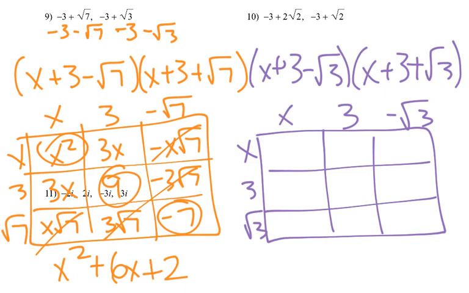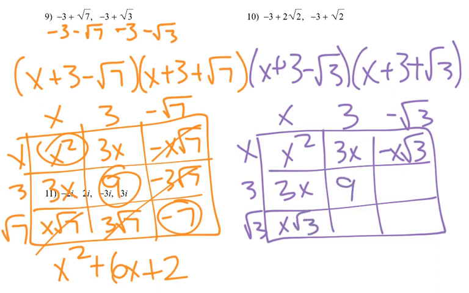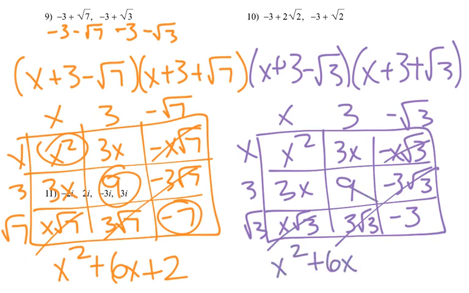Okay, then we do the other side, so x squared, 3x, negative x root 3, 3x, x root 3, 9, 3 root 3, negative 3 root 3, and the roots cancel out, so we just get negative 3. Those cancel, end up with x squared plus 6x, 9 minus 3 plus 6. So now these two are multiplied together.